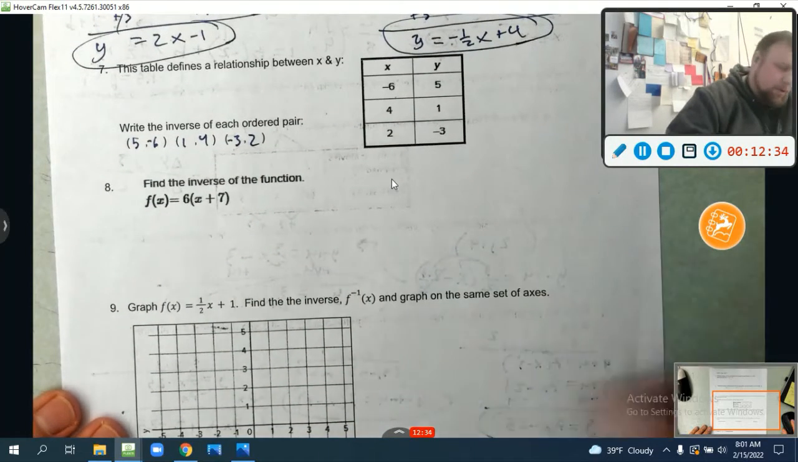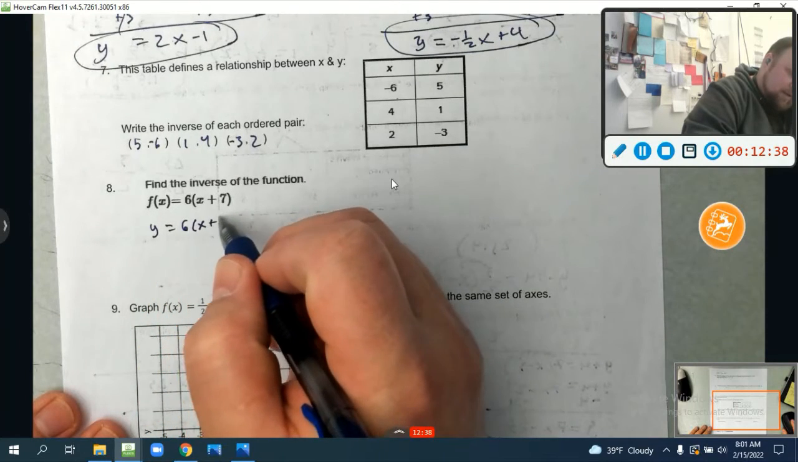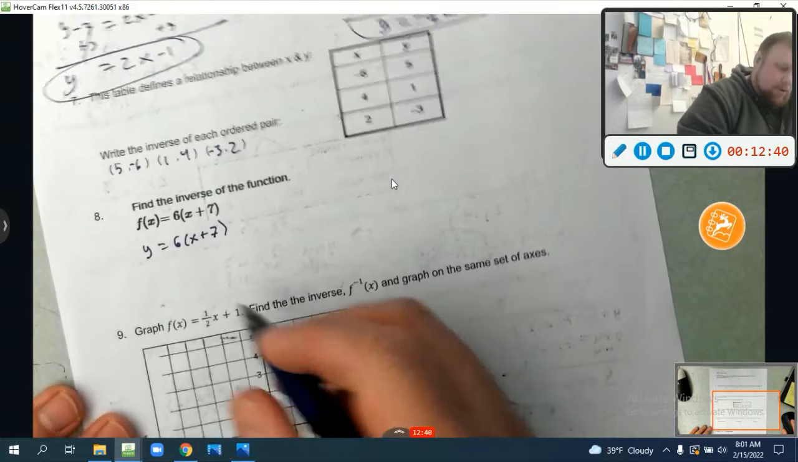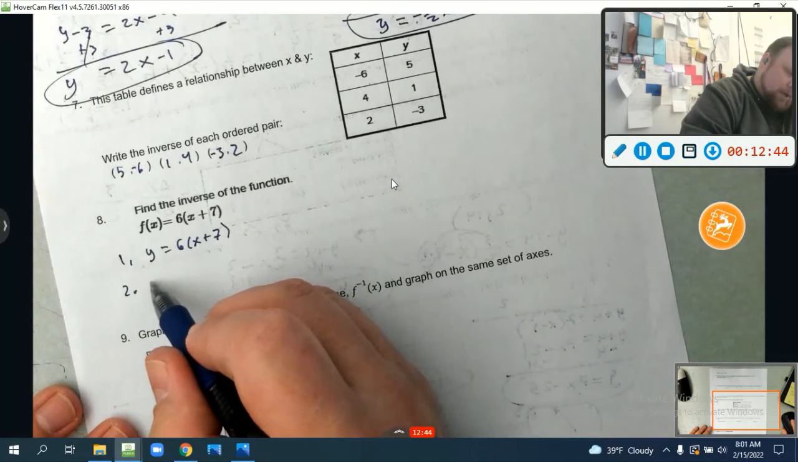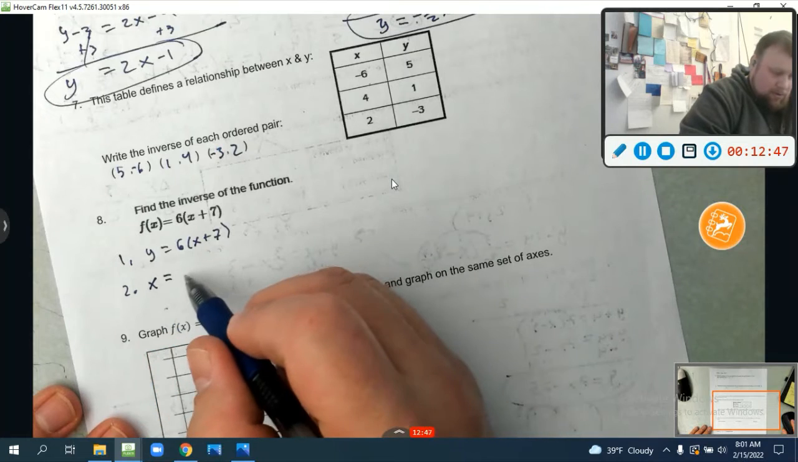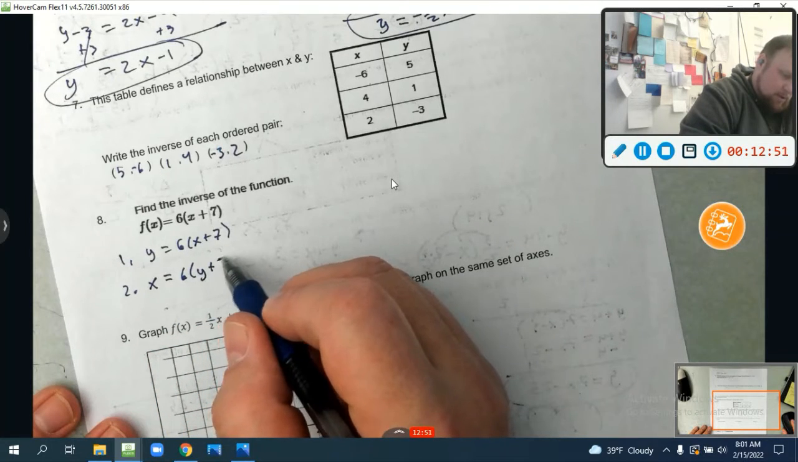Find the inverse of the function. Remember, step 1, replace f of x with y, so y equals 6 times (x plus 7). Step 2, interchange x and y. So this was step 1. Step 2, we're going to interchange them. x equals 6 times (y plus 7).